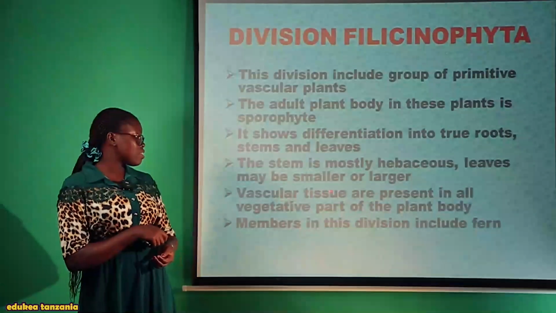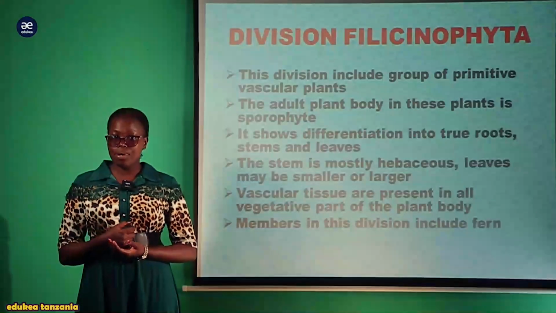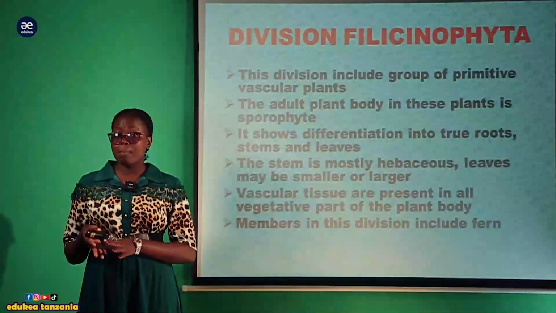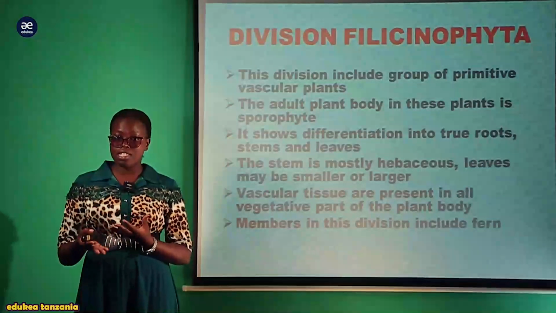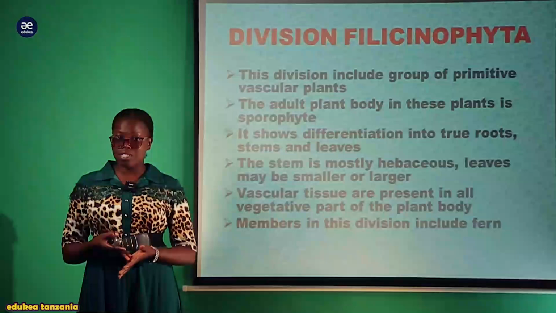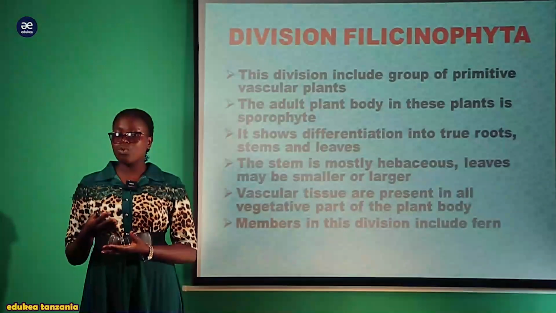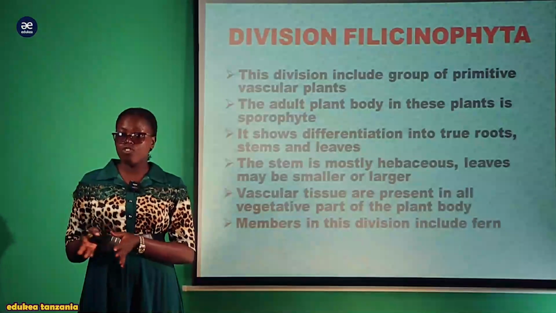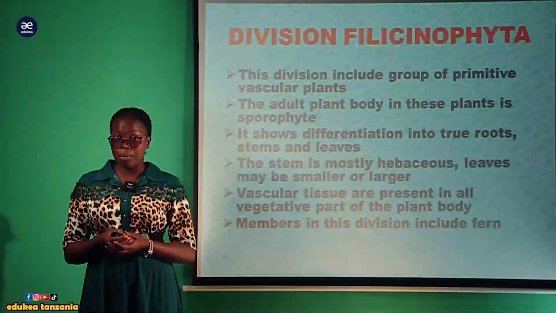Also, the vascular tissues are present in all vegetative parts of the plant's body. Vegetative parts are parts like root, stem, and leaves. These are the parts which are capable of growing. So this vascular tissue, the xylem and phloem: the xylem performs the role of transporting water and mineral salts to different parts of the plant, and the phloem transports photosynthetic products to the storage area. So they are found within all vegetative areas of the plant so as to ensure the survival of the plant.